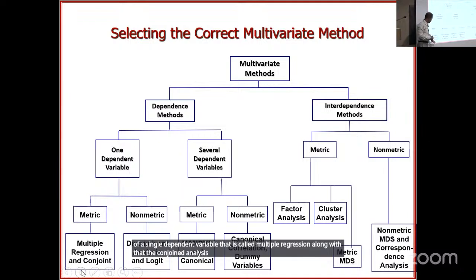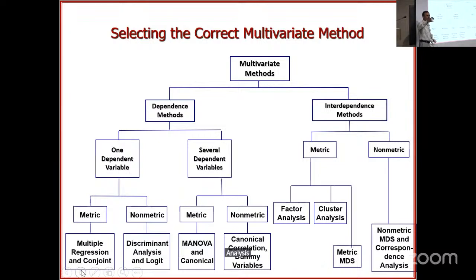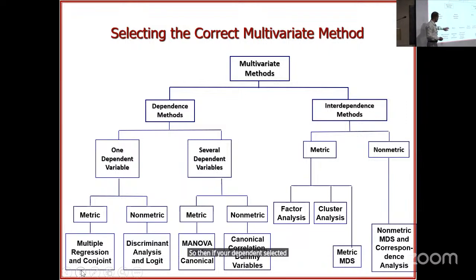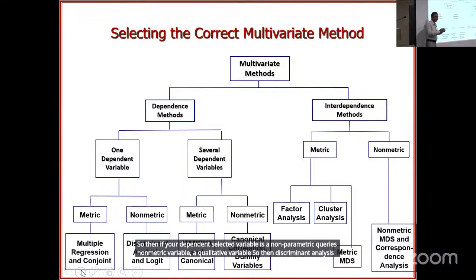So this conjoint analysis is more popular in the case of marketing analysis, measuring the effect of different characteristics, socioeconomic characteristics, on brand preferences of the customers. Then if your selected dependent variable is a non-parametric variable, a non-metric variable, a qualitative variable, then we use discriminant analysis. Discriminant means to discriminate or divide. So it divides the heterogeneous variables and puts similar objects into a particular group.